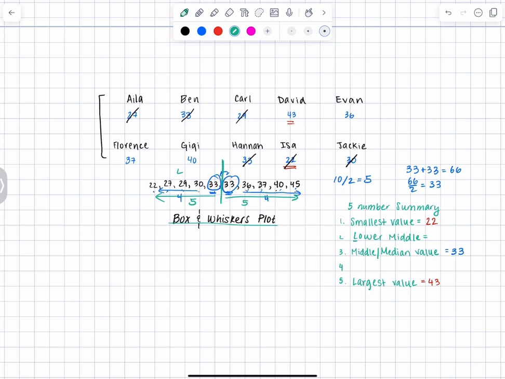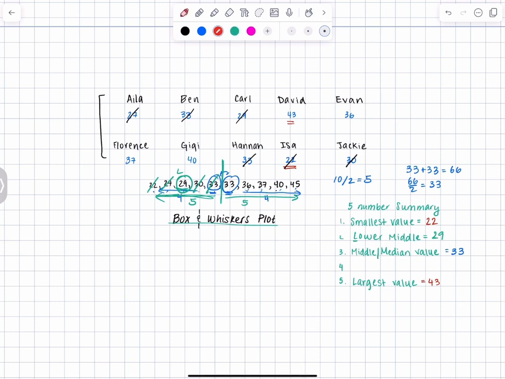And we find the median, so middle is another word for median. We find the median in this lower half. So that would be this number. We have 2 to the left of this number and 2 to the right of this number. So this would be 29.